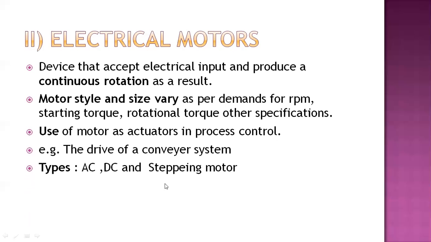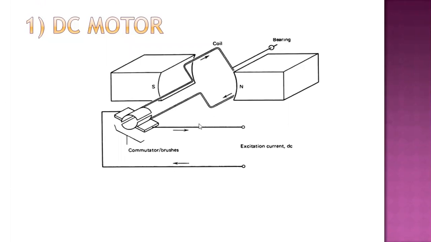The types of electrical motors, as we all know, are AC, DC, and stepping motors. We are going to discuss them one by one here. The rotation of a DC motor is produced by the interaction of two constant magnetic fields, as shown in the figure. One type of DC motor employs a permanent magnet, that is PM, to form one of the magnetic fields. The second magnetic field is formed by passing a current through a coil of wire contained within the PM field. This coil of wire, which is called the armature, is free to rotate.